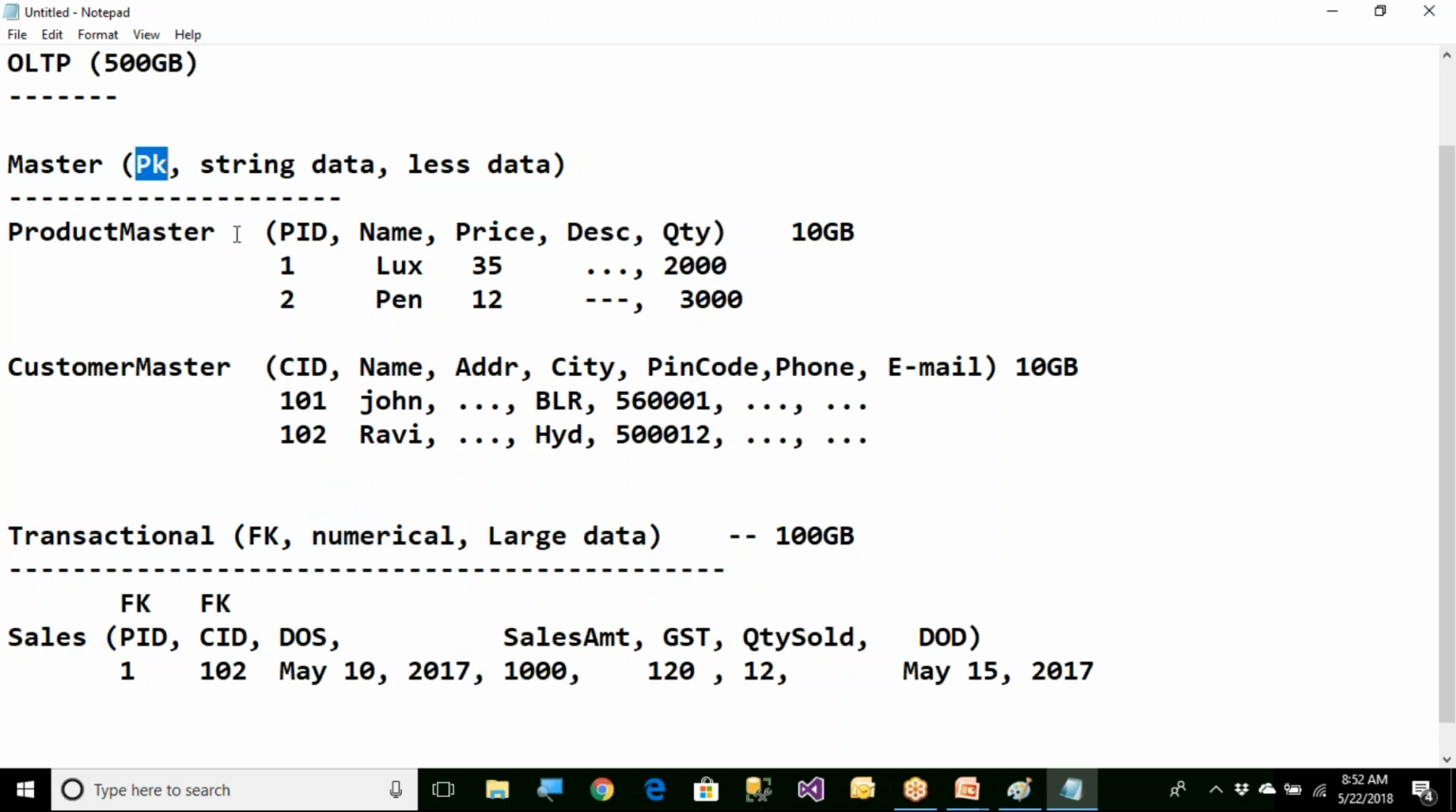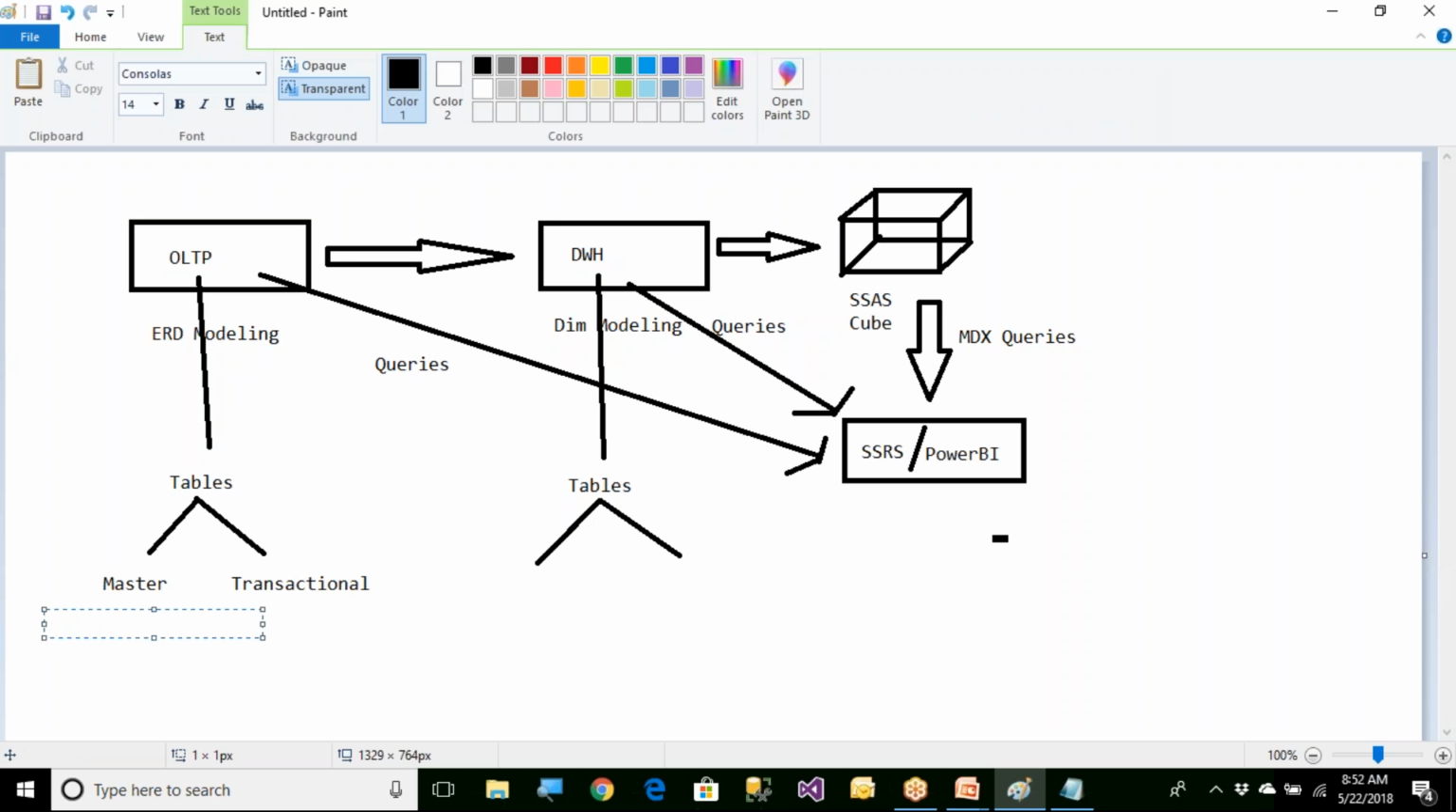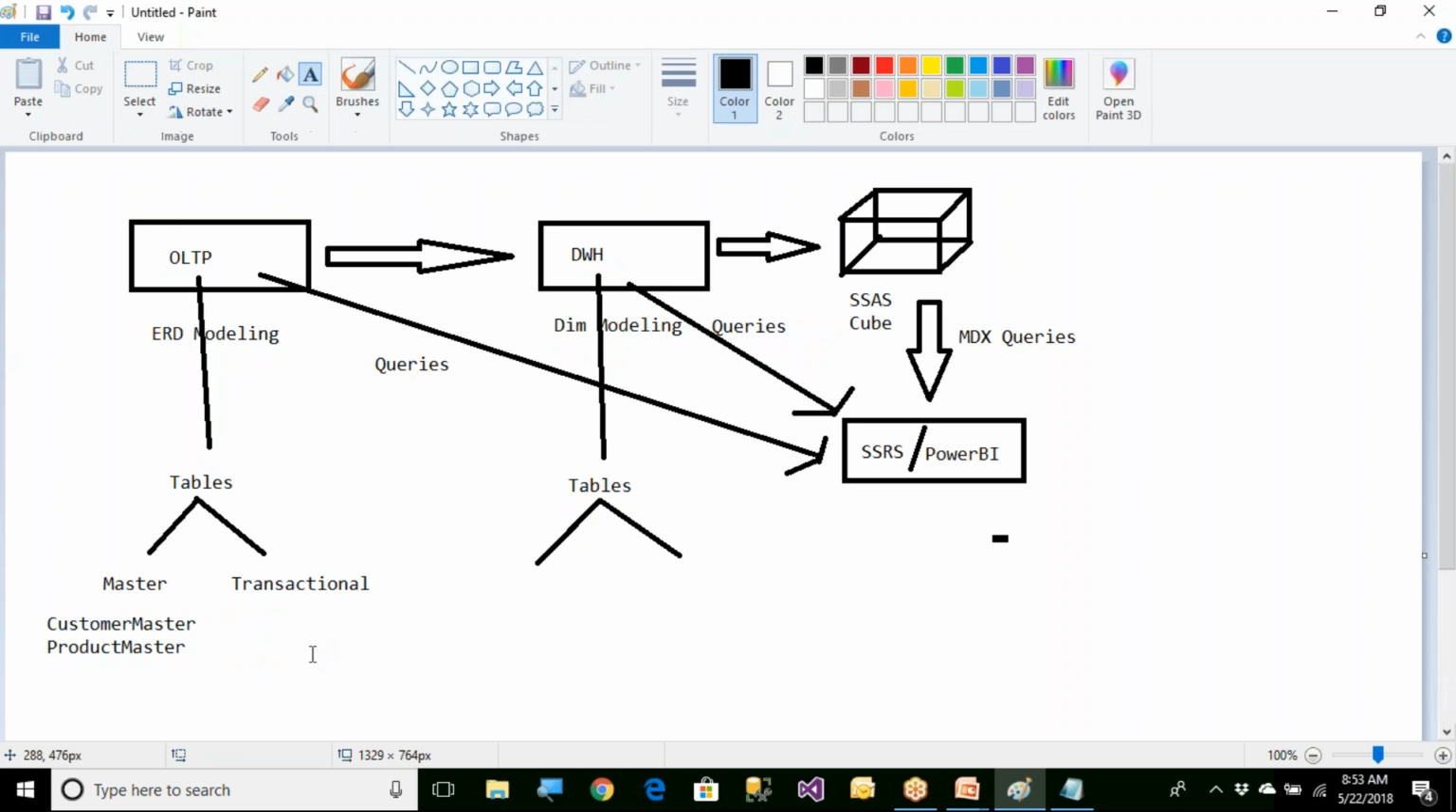You have primary keys here, you have foreign keys here. That is the important point you have to understand. So among master tables, you will have a customer table. Because of that reason, people say customer master. When you say customer master, you have to understand that it is a master table. You will have more string data and less data, and you'll have primary keys in this. And we're talking about product master. So that is how the term master is used in OLTP databases.